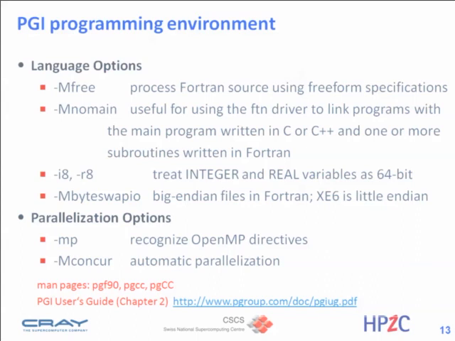x86 machines are little endian, and so x86, which uses AMD processors, is little endian. Some other machines, SGI, I think, have a different standard. So this means that if you want to write a file that should be read on a system with a different standard, you need to take this into consideration. So by using -Mbyteswapio, you get this byte swap in the input-output operations.